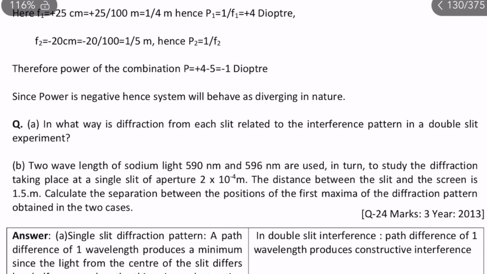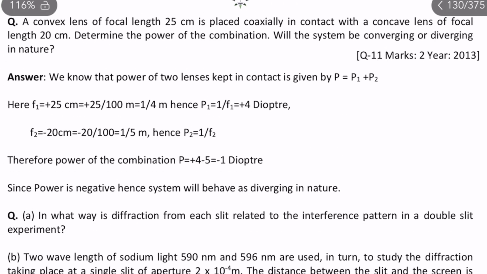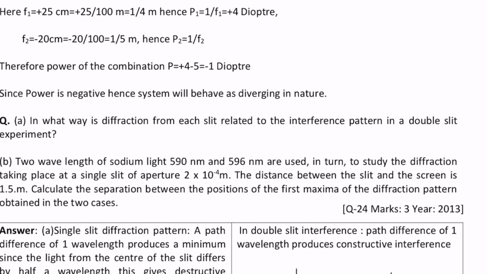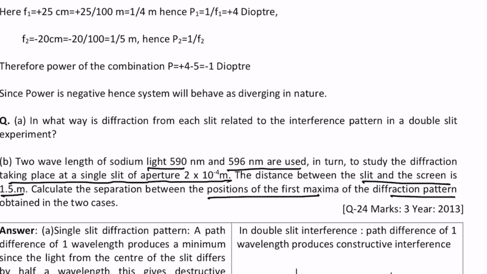In what way is diffraction from each slit related to the interference pattern in a double slit experiment? Two wavelengths of sodium light, 590 nanometer and 596 nanometer, are used in turn to study the diffraction taking place at a single slit of aperture 2 into 10 to the power minus 4 meter. The distance between the slit and the screen is 1.5 meter. Calculate the separation between the positions of the first maxima of the diffraction pattern obtained in the two cases.